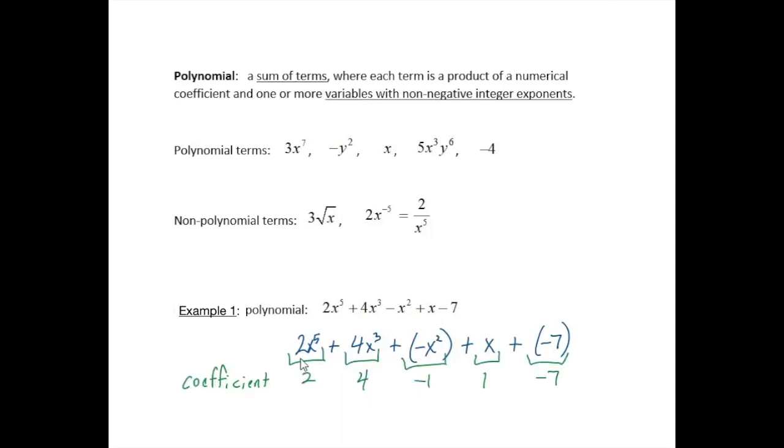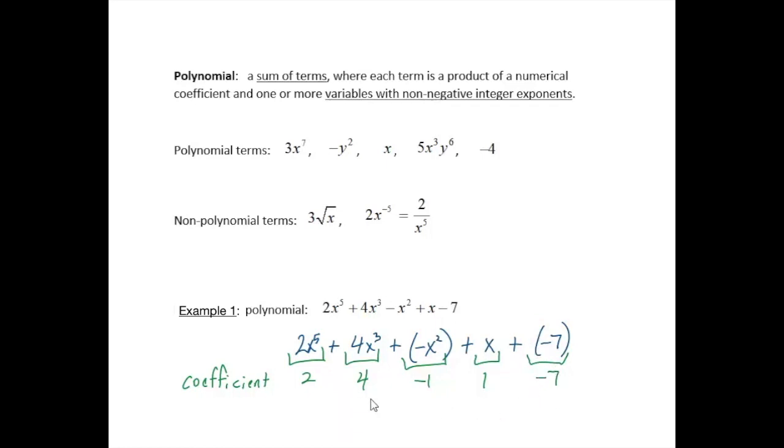This first term has a coefficient of +2. The second term has a coefficient of +4. The third term has a coefficient of -1. We get that from the subtraction. The fourth term here has a coefficient of +1, and the constant term, -7, has a coefficient of -7.